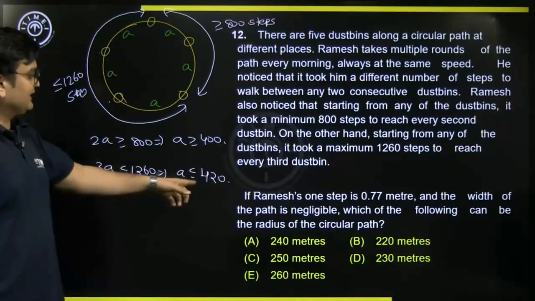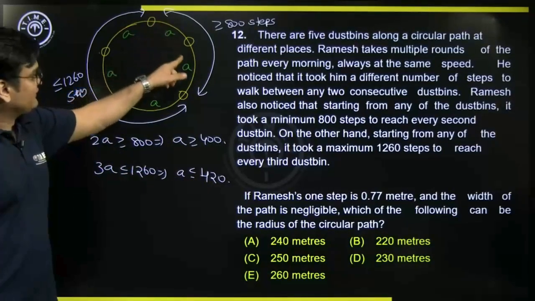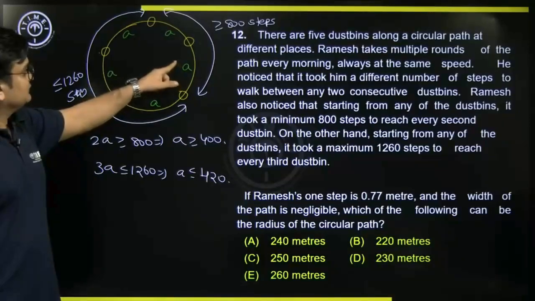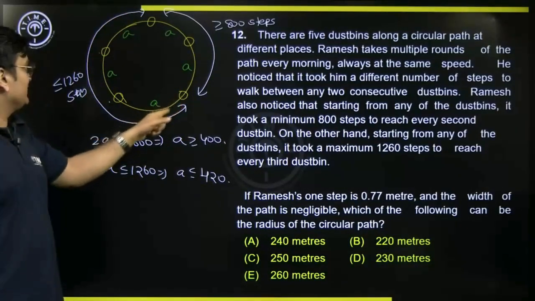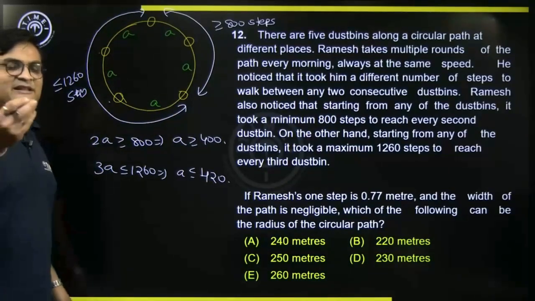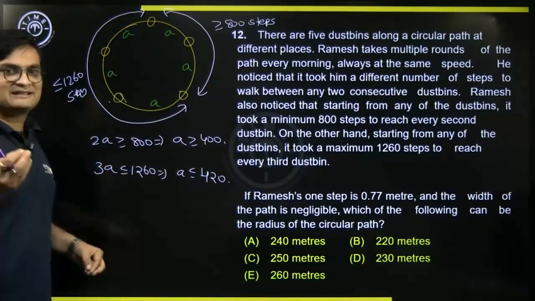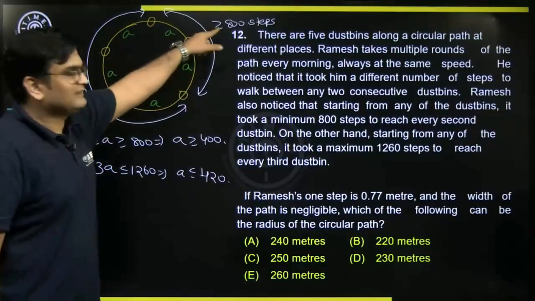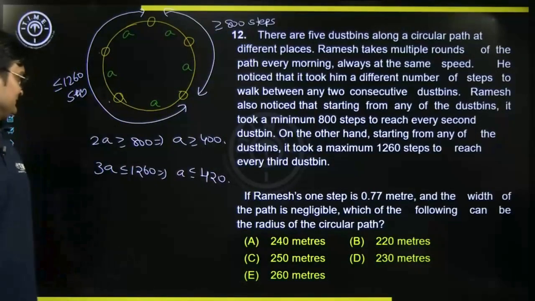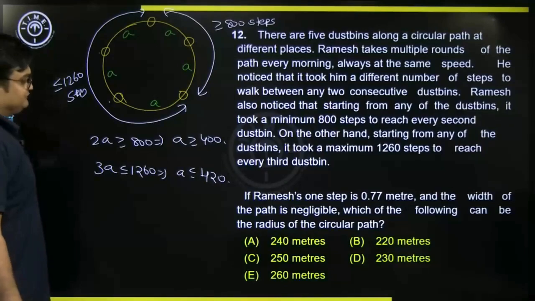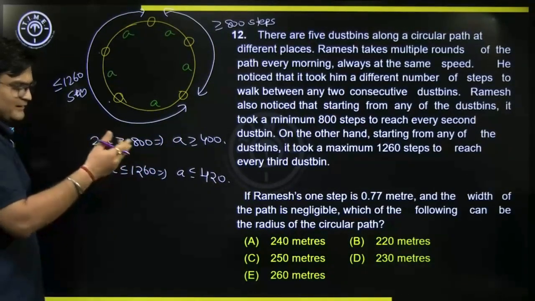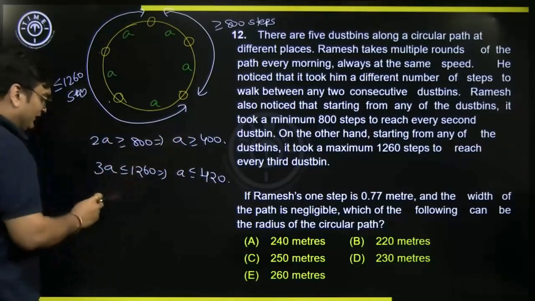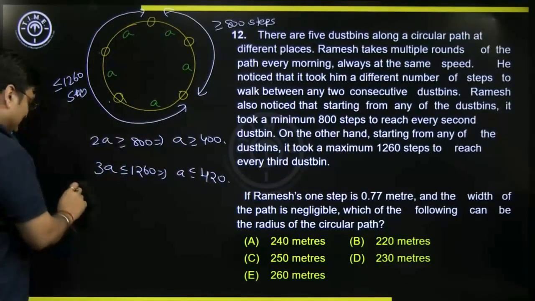For example, if you take A to be 425, then this condition will be violated. Sorry, if I take A to be 425, then this condition will be violated because it will become 1275. Right? And similarly, I cannot take less than 400 because if I take less than 400, then this condition, greater than or equal to 800, will be violated. Alright. So the range of values for A is between 400 to 420. So based on these, what can be the total perimeter of the circle?